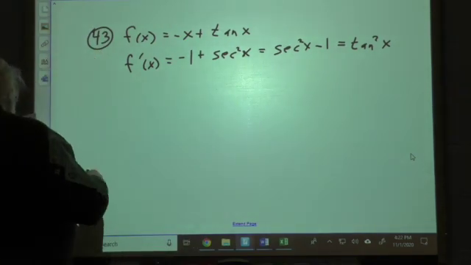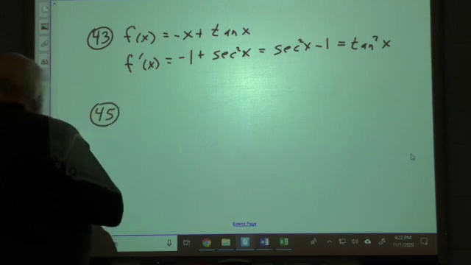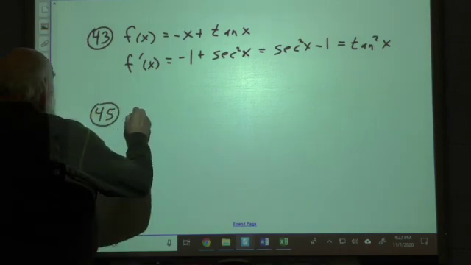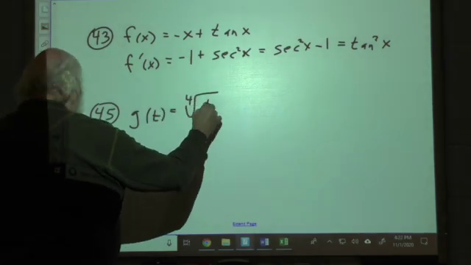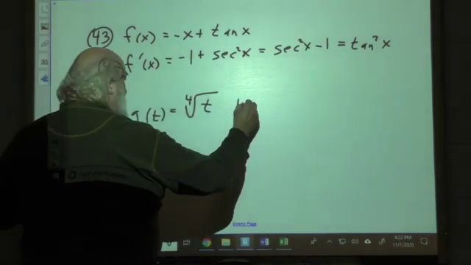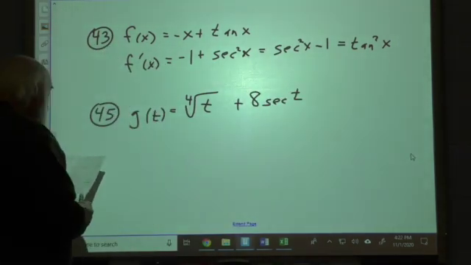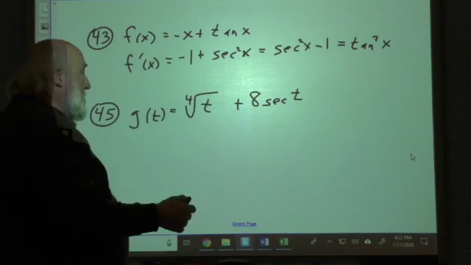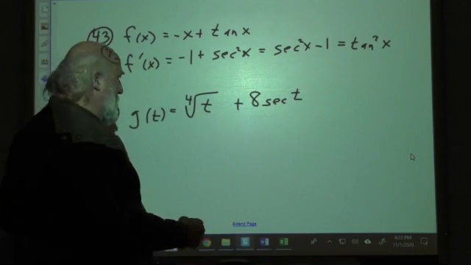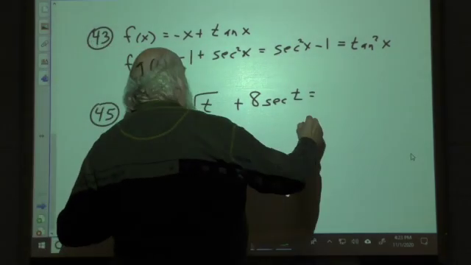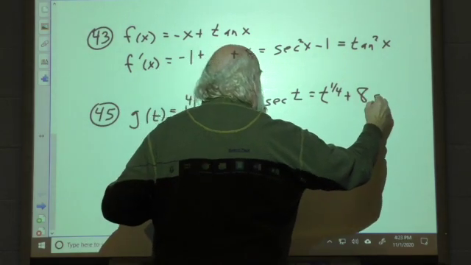And the last one I'm going to do is number 45. Again, pretty basic problem. G sub t equals the fourth root of t plus 8 secant t. We're going to rewrite this before we start to get rid of this radical here. And who wants radicals around here? So we have t to the 1/4 power plus 8 secant t.